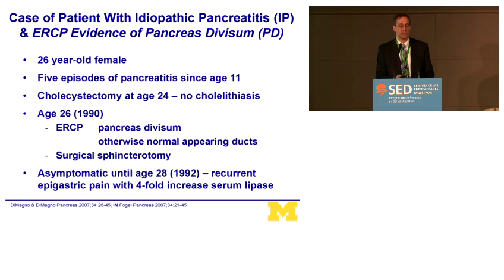She presented at age 26. She had 5 episodes of pancreatitis beginning at age 11, had a cholecystectomy at age 24, no gallstones were found. An ERCP performed at age 26 showed pancreas divisum, but otherwise normal appearing ducts. She had a surgical sphincterotomy and remained asymptomatic until age 28 when she developed recurrent attacks of pain and a 4-fold increase in serum lipase.